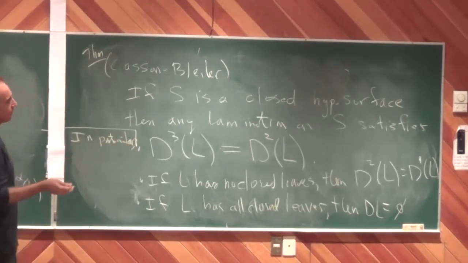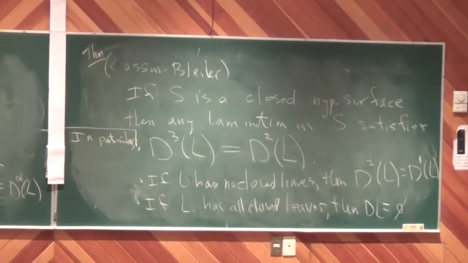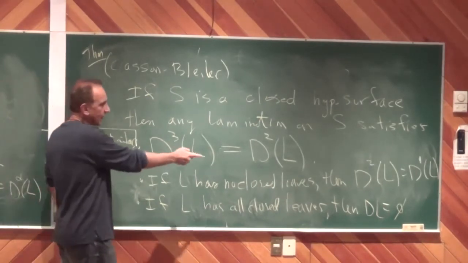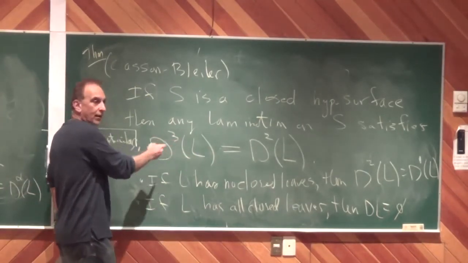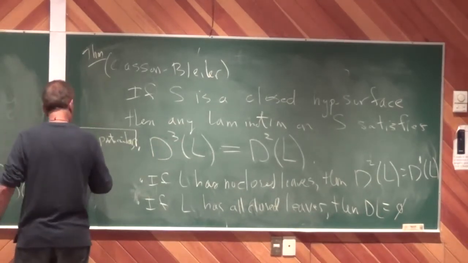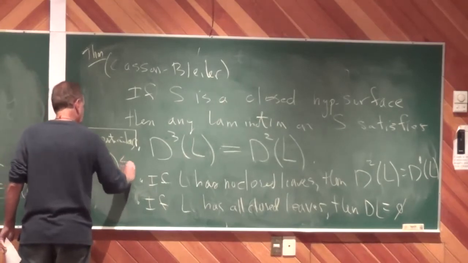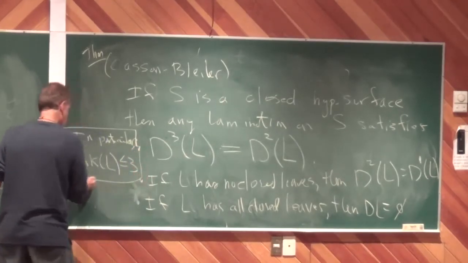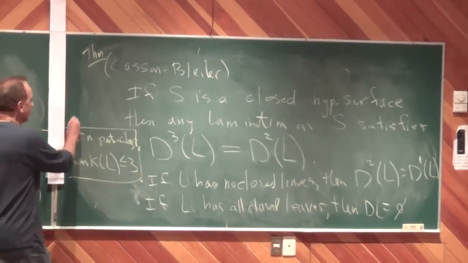when S is a closed hyperbolic surface, and more generally a finite area hyperbolic surface, the derivatives stabilize very fast. So the rank of L is at most 3. This is for S finite area.